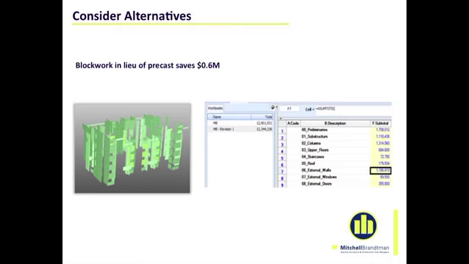If we looked at other things, an alternative of shifting from precast to blockwork, we can then produce a further saving of $0.6 million. We need to be careful in these areas. We don't want to impinge on what the builder brings to the table. So we're not talking about buildability issues here. We're just talking about materials alternatives.